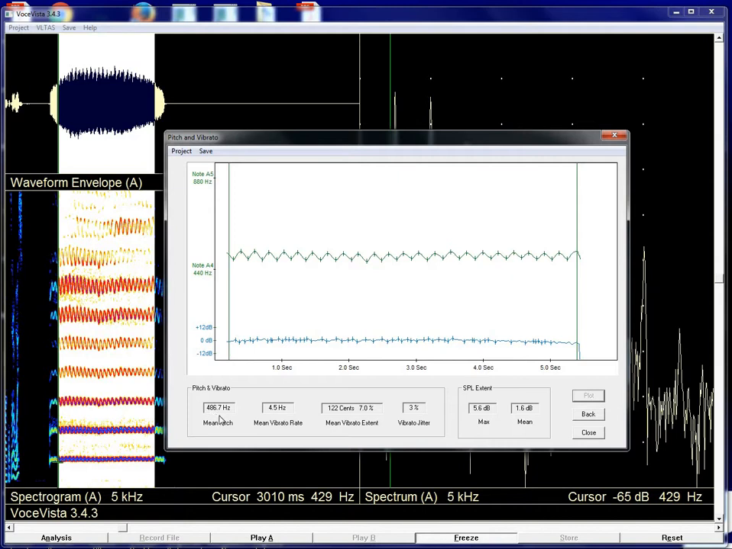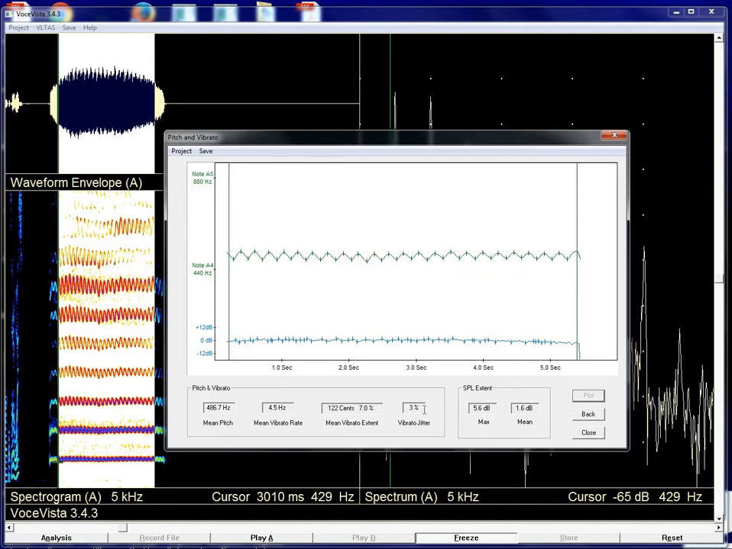So here, mean pitch, 486.7 hertz, mean vibrato rate 4.5 hertz. We've got a little bit narrower extent from the previous time. Remember, it was about 187. So 122 cents from peak to trough. So you can figure that's 61 cents, or about 2/3 of a semitone above and below the central frequency.